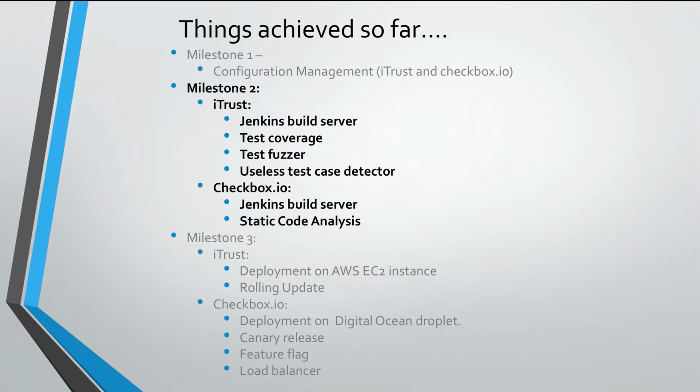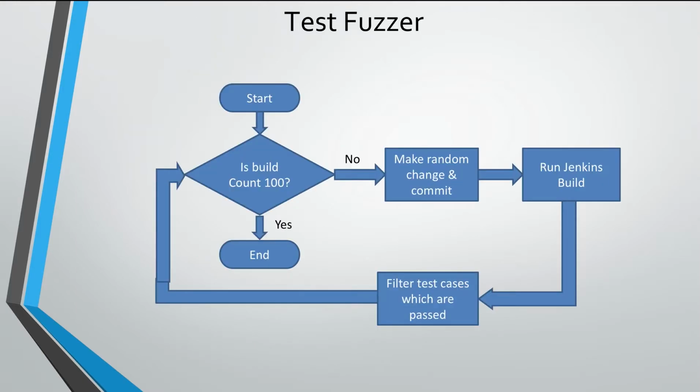In the second milestone, our focus was on build, test, and analysis. We created and set up a Jenkins server for iTrust and Checkbox using Ansible. For the testing purpose, we have generated a unit testing report using Surefire. We also implemented a test case fuzzer which commits some random changes into source code.